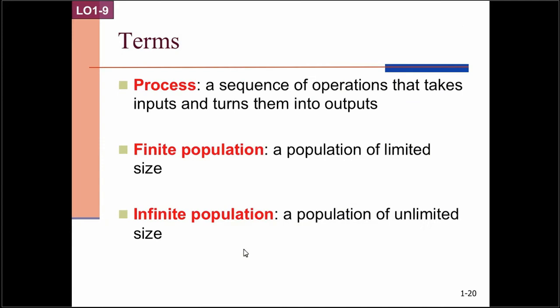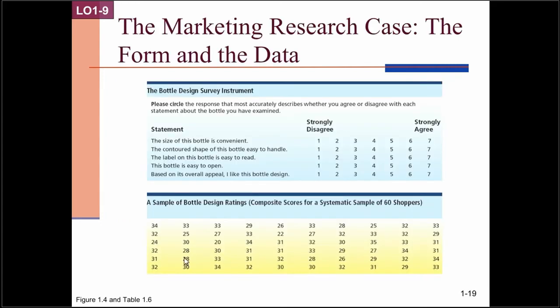Terms. What is a process? A process is a sequence of operations that can take input and turn it into an output. For example, we took the input of our customers' ratings from 1 to 7, and we turned them into a sum, and we are going to use this value as a rating value.